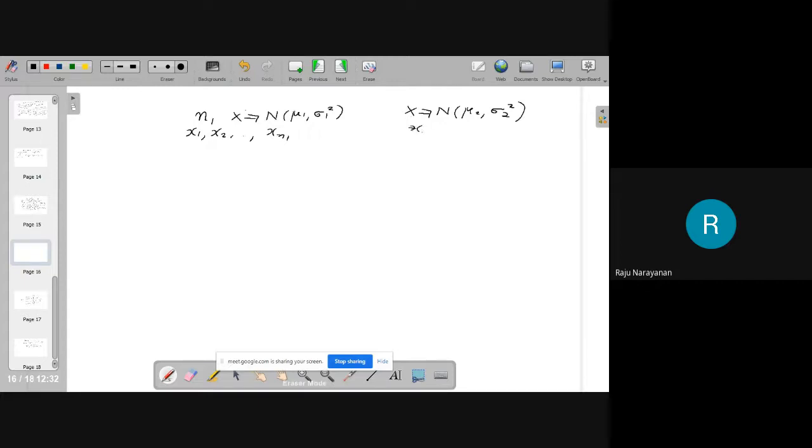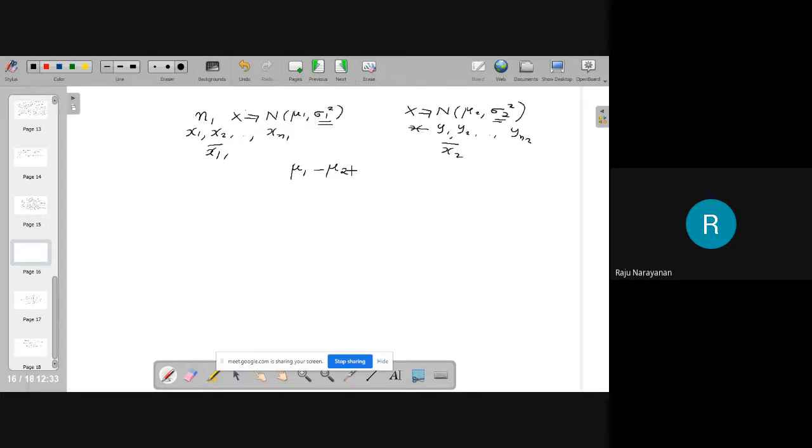Let us make it different: y1, y2, etc., yn2. Here you are getting a sample mean x1 bar, and here a sample mean x2 bar. Sigma 1 square is known, sigma 2 square is known. You want to find the estimate for the difference. Here you are not interested in mu1 and mu2; you are interested in the difference of mu1 and mu2.